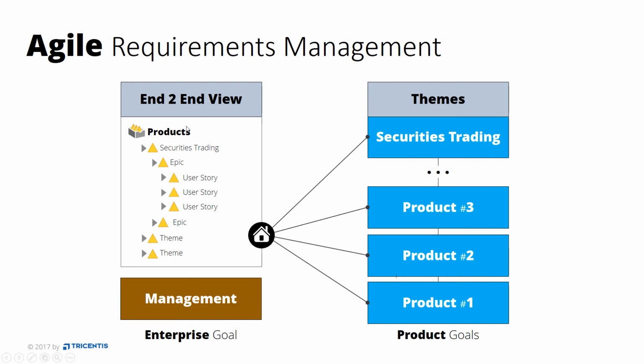So the Agile requirements management can even have some end-to-end views. What we see here is the management view. So this is not only about one product, it's really about more products. You have the securities trading, maybe you have some more products in here, and there you really can see the enterprise goal. So you really can have one view above the views before, and there you will have your themes like securities trading, product 1, 2, 3, to have your product goals. And you can have as many levels as you like.